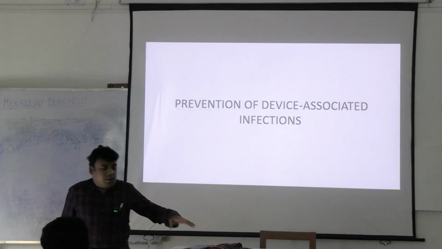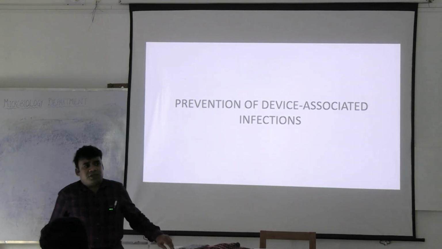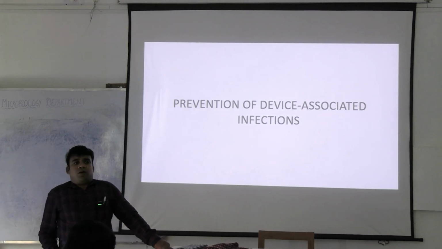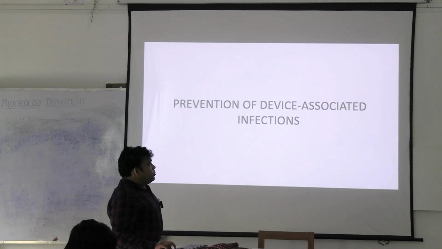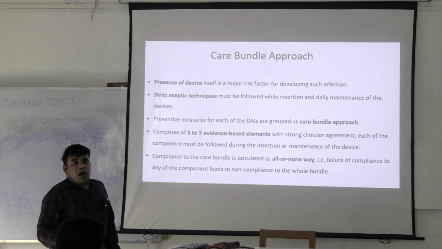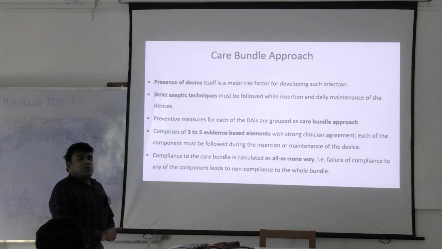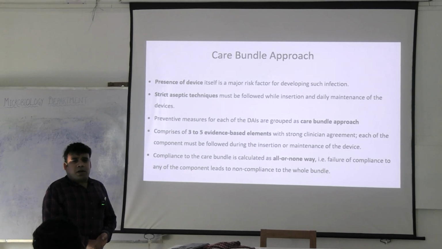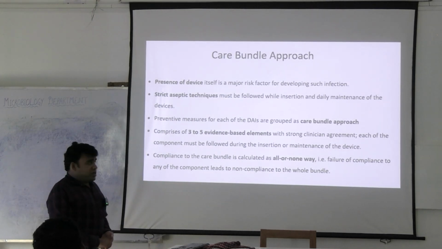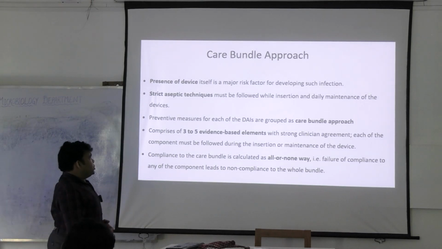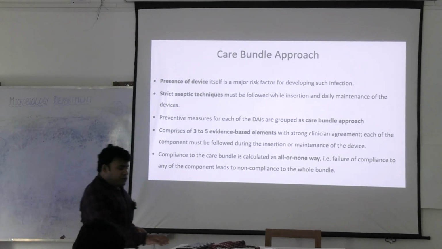So till now we have covered the main types of healthcare associated infections: catheter related bloodstream infections, ventilator associated events, and surgical site infections. Now grossly, all infections can ideally be prevented by using preventive measures. How? By using some processes. These processes are called the care bundle approach. That means any device which is present or any procedure which is done will lead to an increase of infections.